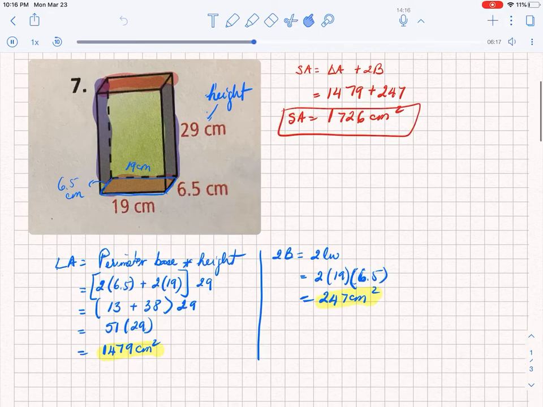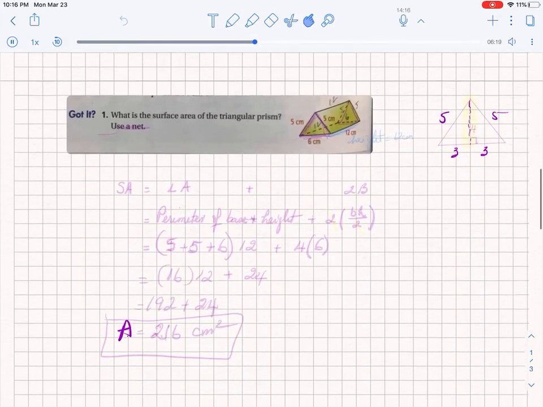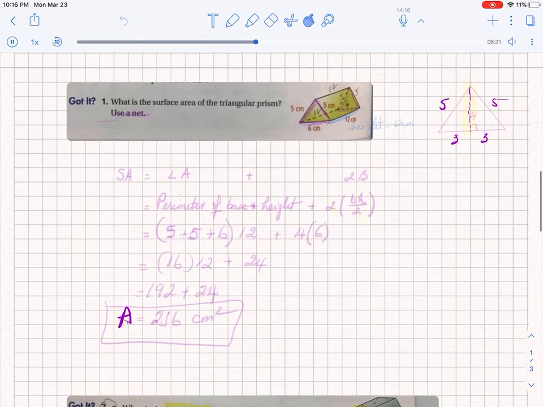For these problems, I don't want to use the net. I'm going to use the formula. You don't have to use the net for this one, it's okay. So I'm going to cross this out. I want you to use the formula for it. The first thing that you need to find out is the base. Let's go ahead and look at the base.